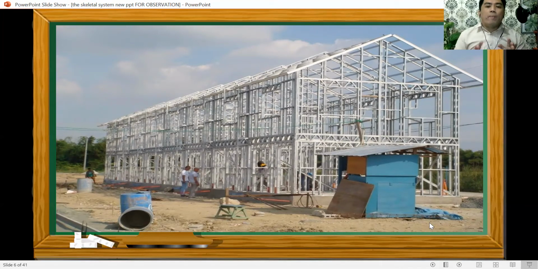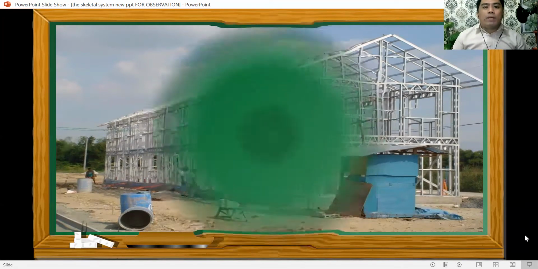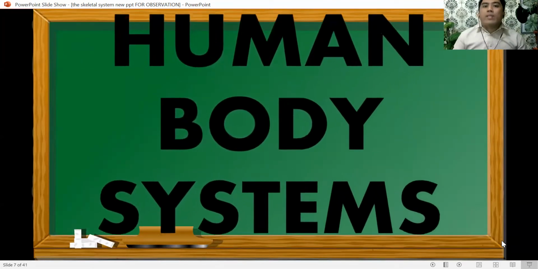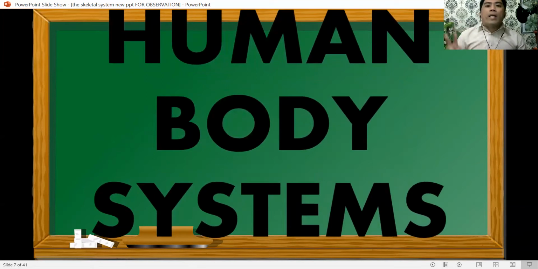Kung i-compare natin ang bahay or ang framework ng bahay sa ating katawan, meron din ba tayong framework sa tingin ninyo? Opo, meron po tayong framework sa ating katawan at yun ang tinatawag nating skeletal system. So ang skeletal system natin ay bahagi ng ating human body systems. Okay, kung sa grade 5 ang pinag-aralan ninyo lang na body system ay ang reproductive system, dito sa grade 6, halos 6 na systems ang pag-aaralan natin ngayong second quarter.